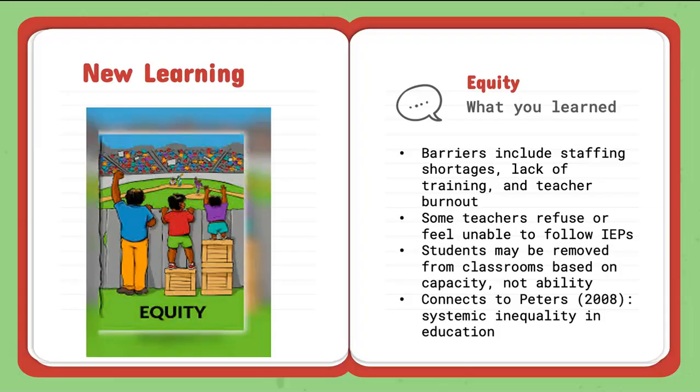This connects to Peters' 2008 research, who explains that inequality doesn't happen because of the student's ability. It happens because schools lack the resources to support them fairly. Barriers can also include staffing shortages, lack of training, and teacher burnout. Students may also be removed from classrooms based on their capacity and not their ability, which again is not conducive to an inclusive classroom.